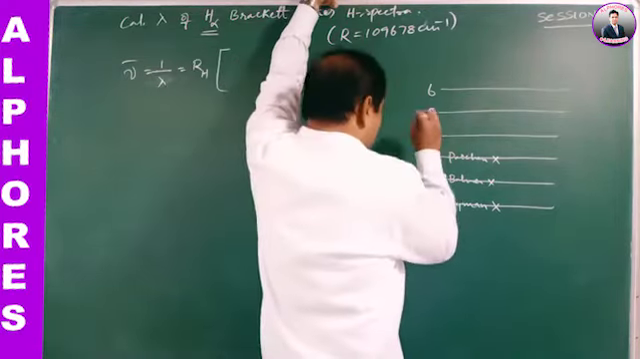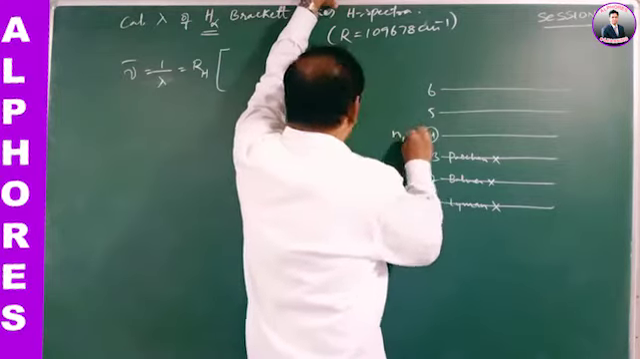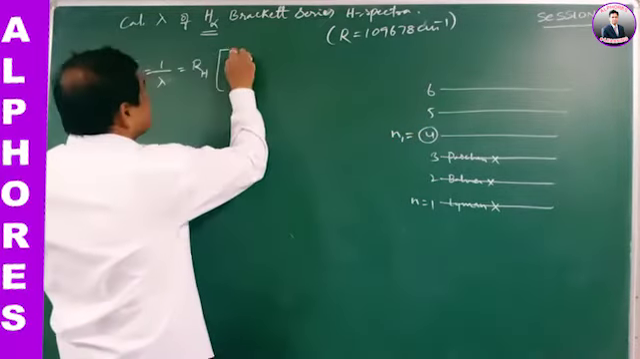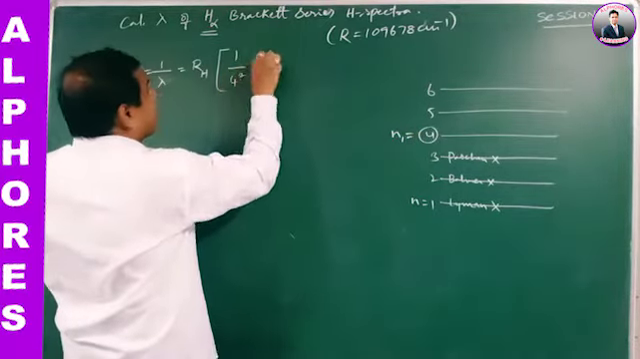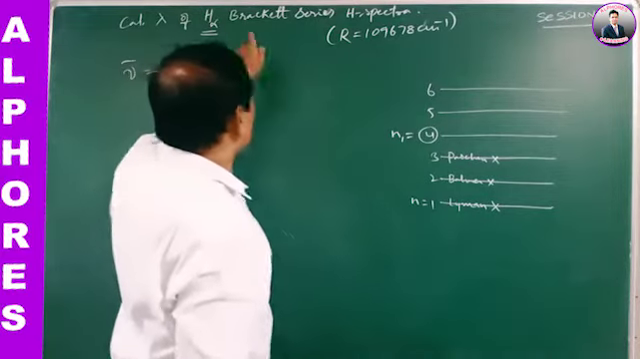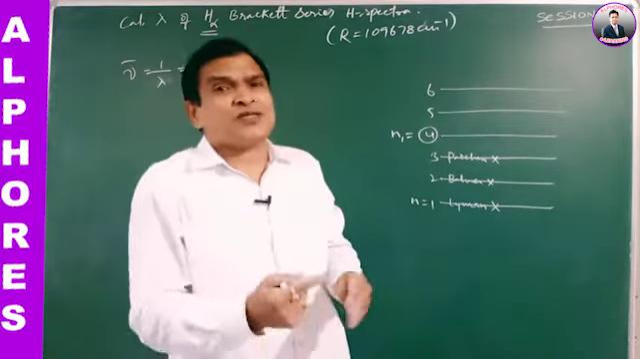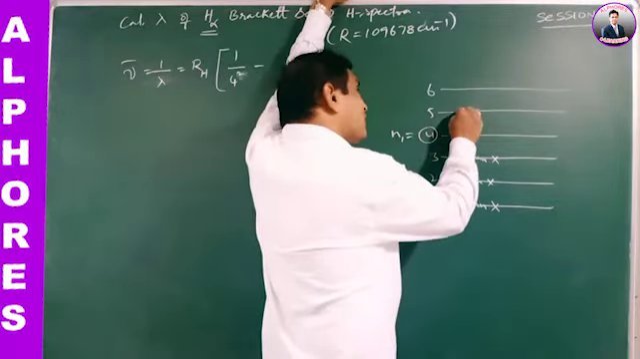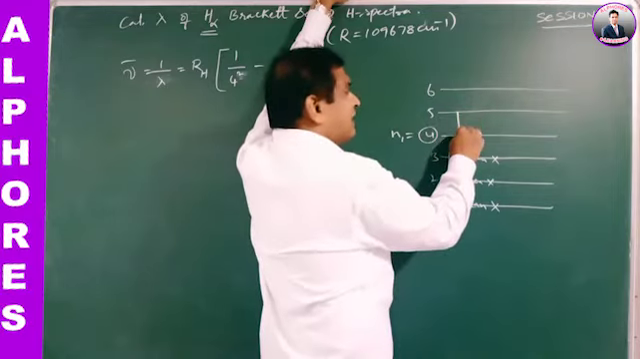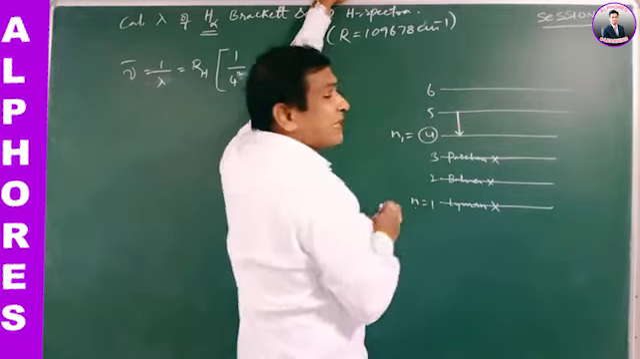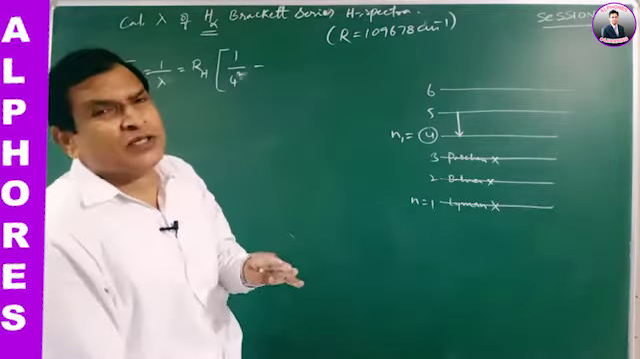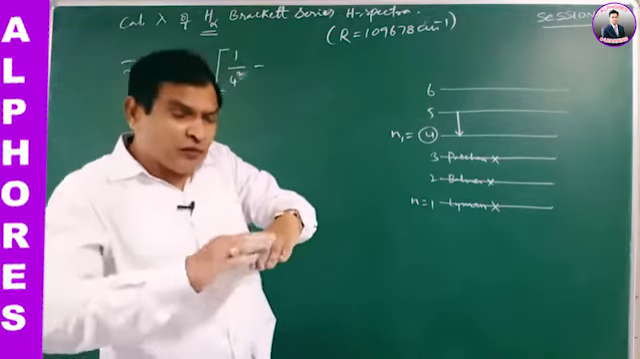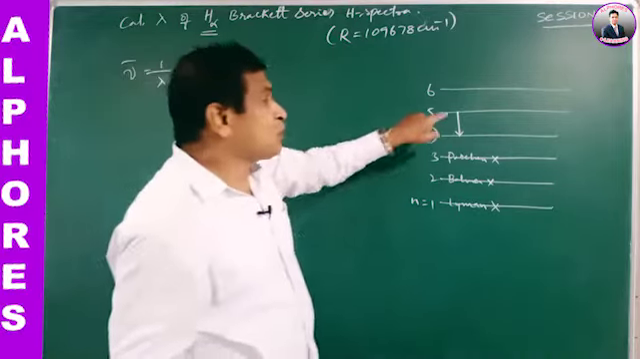For the Brackett series, N1 is equal to the fourth orbit, since it is forming at the fourth orbit. So that is 1 by 4 square minus... H alpha they mentioned. H alpha means the first line in the series. In that series, the first line means the electron is dropping from the very next higher energy level to the fourth orbit. The very next higher energy level than the fourth orbit is the fifth orbit. So fifth to fourth.